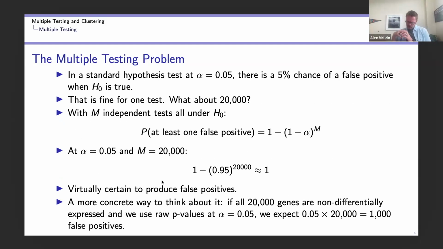So first, let's just introduce the multiple testing problem. In a standard hypothesis test, you would threshold at alpha equals 0.05. And when you do that, there's a 5% chance of a false positive when H0 is true. So if we're just doing one hypothesis test, that's fine. But what about when we're doing 20,000, for example?